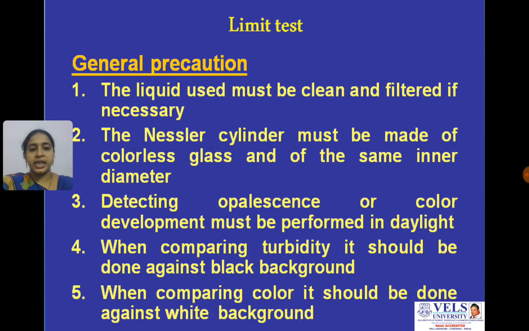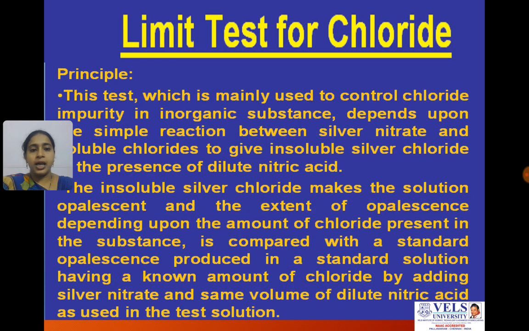General precautions to be taken when we do the limit test. The liquid must be clean and filtered if necessary. The Nessler cylinder must be made up of colorless glass and of the same inner diameter. Detecting opalescence or color development must be performed in daylight. When comparing turbidity, it should be done against a black background, whereas when comparing the color, it should be done against a white background.